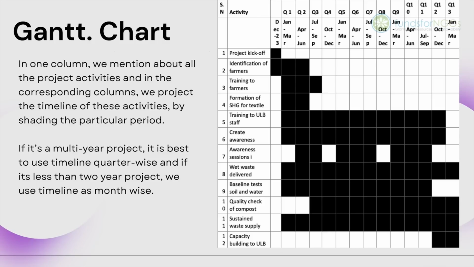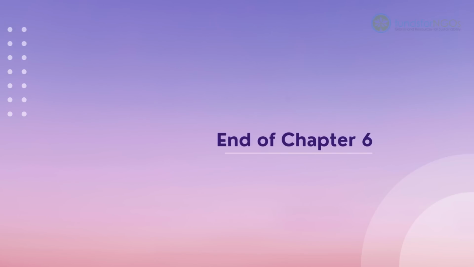This is how a Gantt chart looks. As you may notice, in one column, we mention all the project activities, and in the corresponding columns, we project the timeline of these activities by shading the particular period. If it's a multi-year project, it's best to use a quarter-wise timeline. And if it's less than 2 years, we use a month-wise timeline. With this, we come to an end to chapter 6.